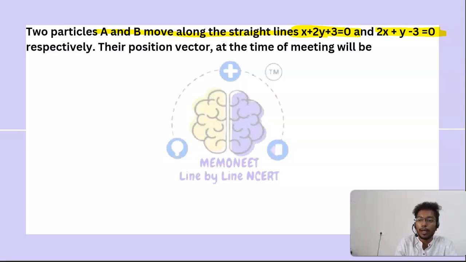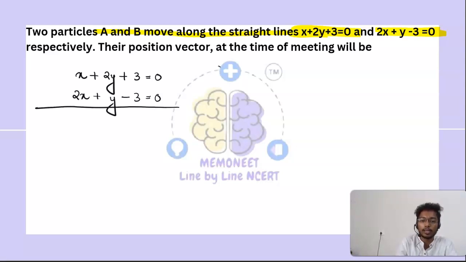So here we have the particles A and B which move in straight lines, x plus 2y plus 3 equals 0 and 2x plus y minus 3 equals 0. We have to find the position vector at the time of meeting, when they will intersect, when the lines will cross over. Let's say this is one line and this is the other line. If they intersect, then this is the point of meeting.